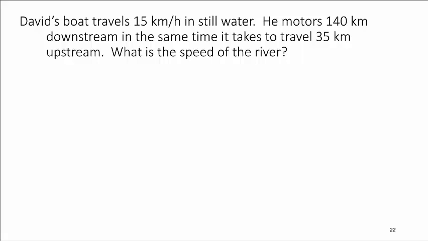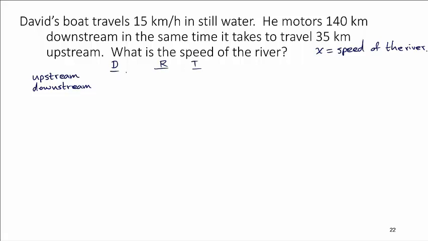Okay, so right off the bat, declare the variable. We want to know the speed of the river, right? So we're going to let x be the speed of the river. Again, we've got this upstream, downstream case, so I'm going to build a little table. We have some information about distance, rate, and time for both the up and downstream cases, right? So upstream, how far does he travel? 35 kilometers, and 140 downstream, right?